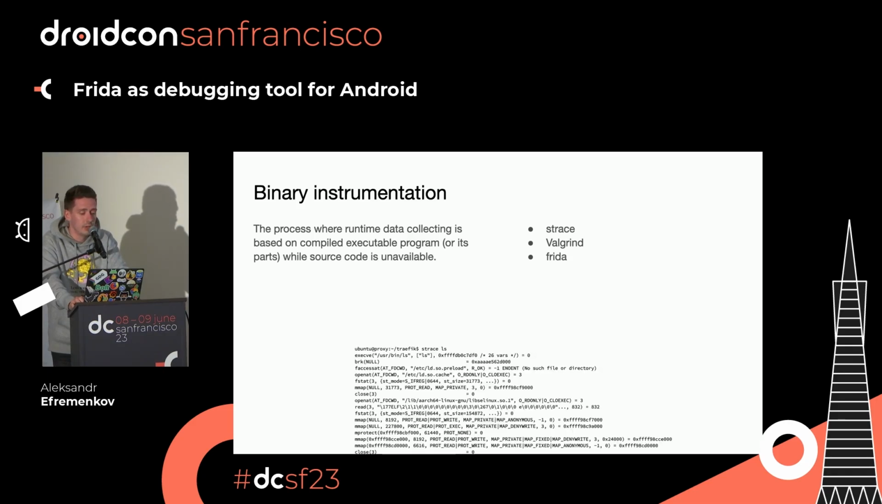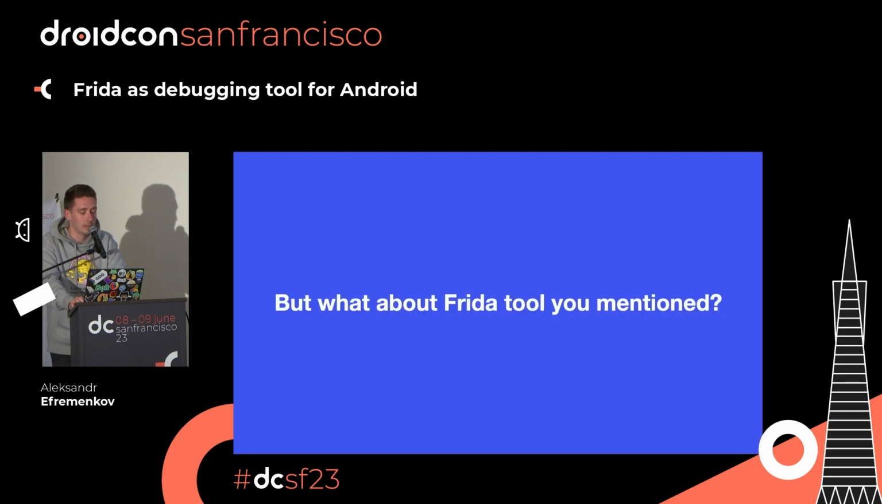So here, just for instance, is strace for the Linux terminal command ls, meaning we're trying to run it, and we see all the system calls that came after you start running this, and it explains how it works. Okay, but what about the Frida tool I mentioned, right?